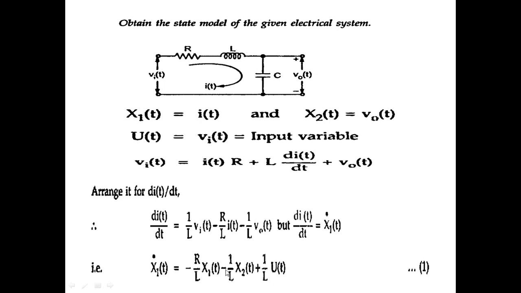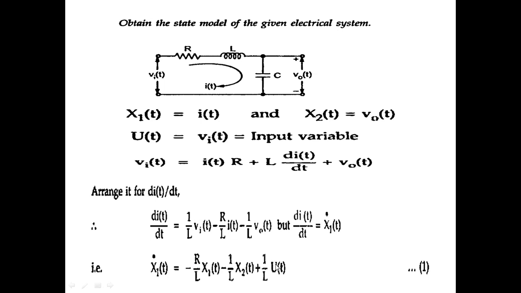Again, x of t can be written as x1 of t, x2 of t till xn of t. So that's why I rearranged this. Minus R by L, I of t is nothing but x1 of t, minus 1 by L, V naught of t is nothing but x2 of t, plus 1 by L, u of t. So I'll call this equation number 1.